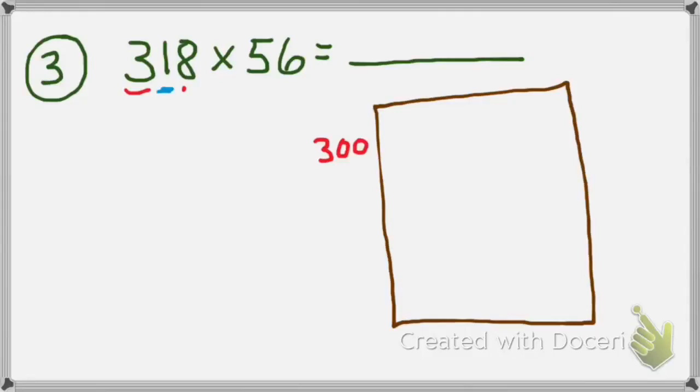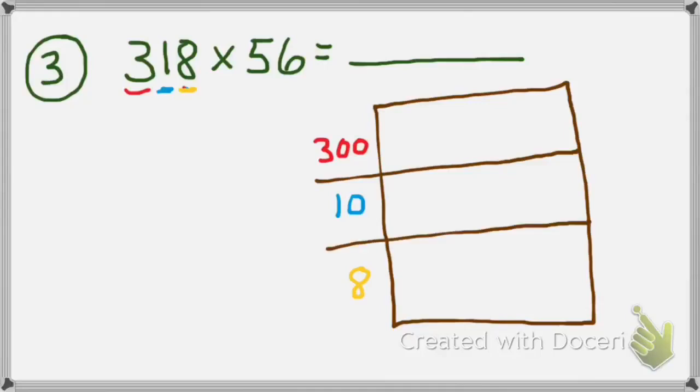Now I move on to the next digit, which is a 1. It has 1 digit after that, so I'll write the 1 with 1 0. I move on to the last digit. It's an 8. There's no zeros after that, so I'll write an 8. I'm done with my first factor, so I take my pencil and I separate each of the factors with a line to break up the box.